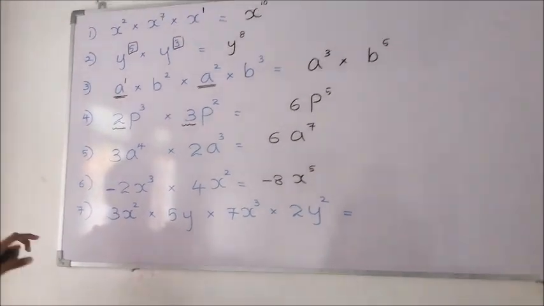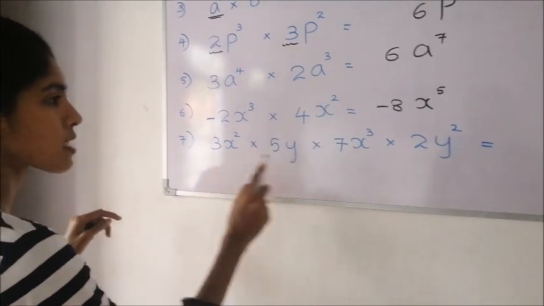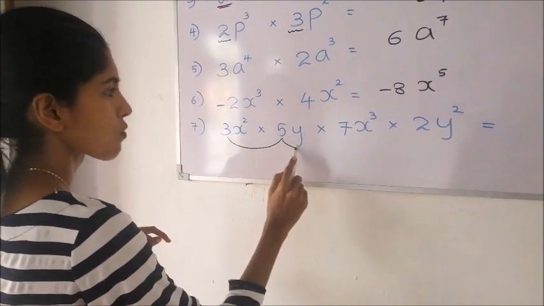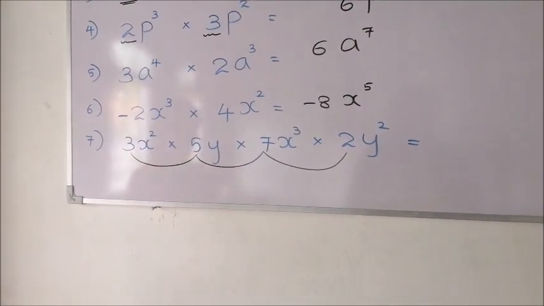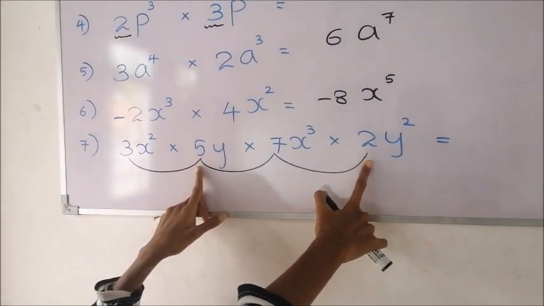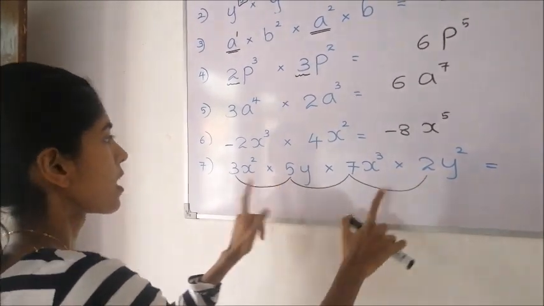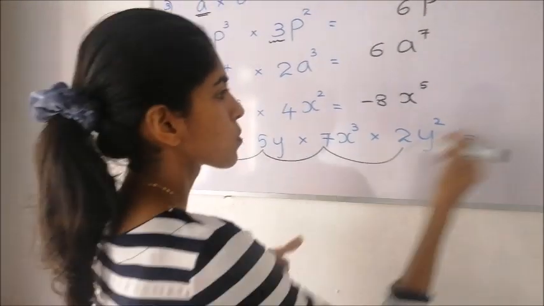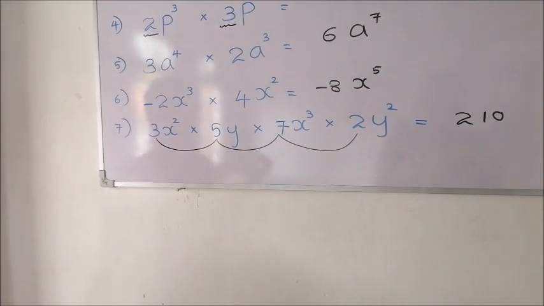Next one. These terms are a little complex, but we will simplify like this. All the numbers we will take separately: 3, 5, 7, 2 all together. I'm doing it like this. 2 times 5, we know that is 10. Take those two separately. An easy method I'm telling. 2 times 5 is 10 and 3 times 7 is 21. 21 times 10 is 210. Or else, just as usual, you can multiply, no problem.